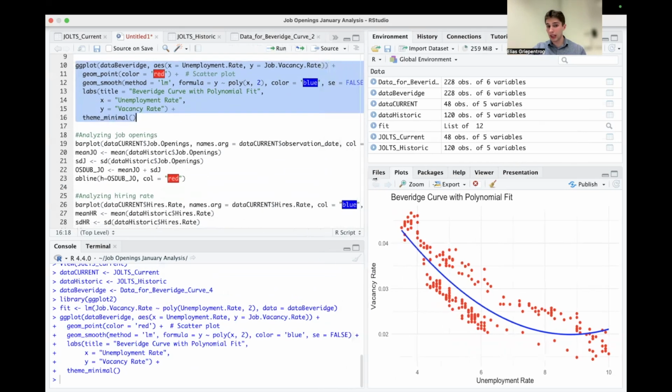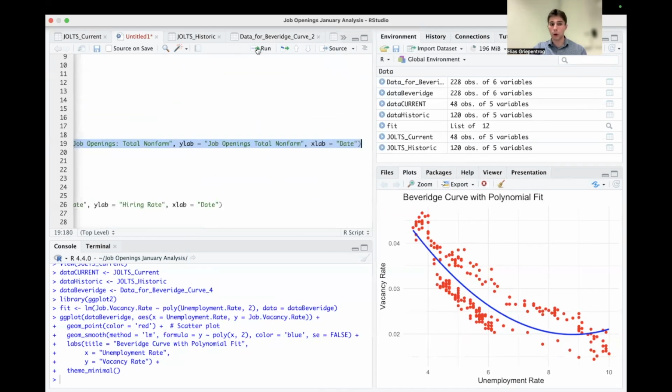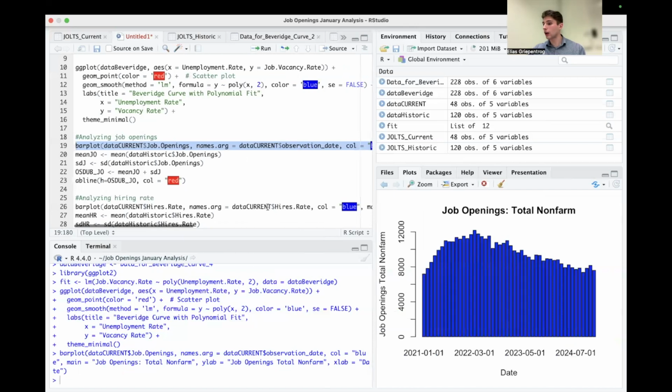So now that we understand this nonlinear relationship between the unemployment rate and the vacancy rate, let's take a look at the most recent job openings data. Now, what we saw in December is a drop in job openings to 7,600,000, as indicated by the bar plot on the right-hand side of your screen. And that's a drop from a revised 8,160,000.